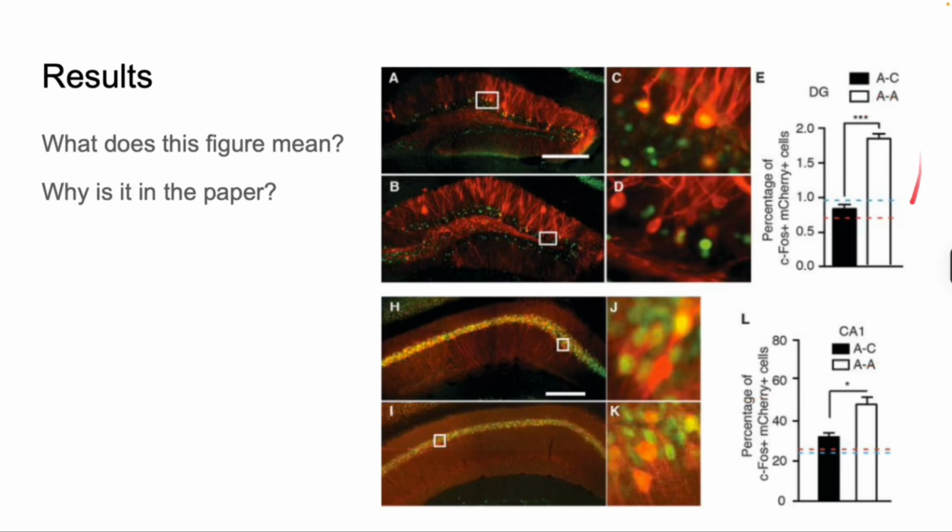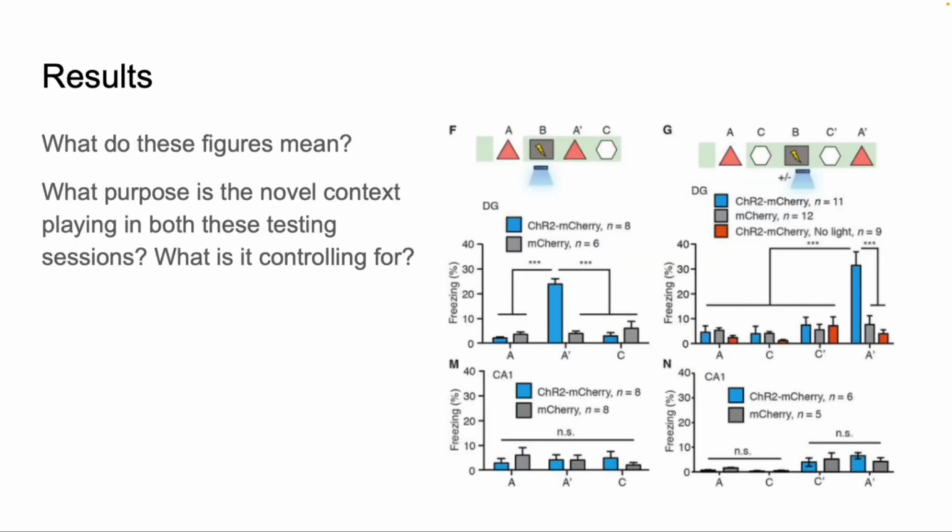So there was a strong overlap between cFos and mCherry that showed that they labeled the right cells, right? So they were working with the right cells. This wasn't just because they were activating the hippocampus willy-nilly. It's because they specifically activated the dentate gyrus cells for context A.